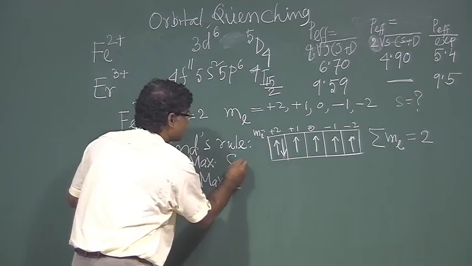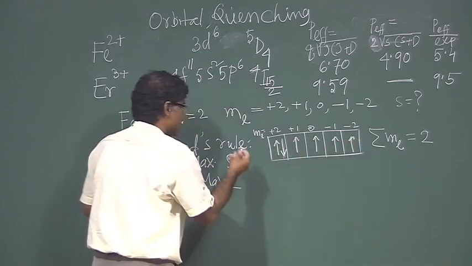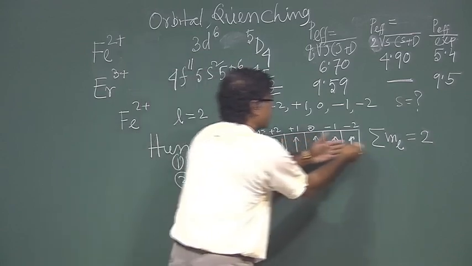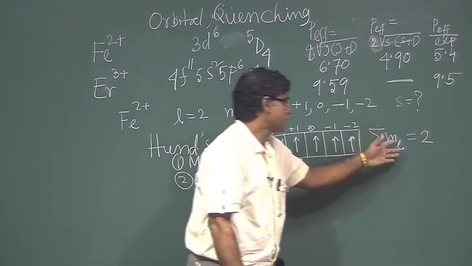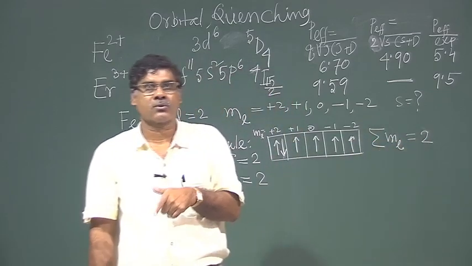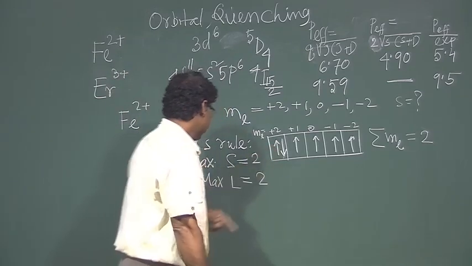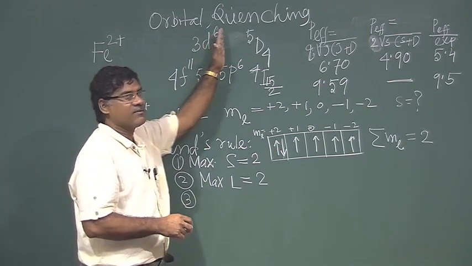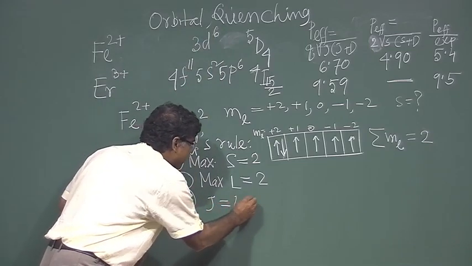So, in this case maximum S: 1, 2, 3, 4, so 4 into half, it will be 2. L in this case will be 2, so the summation of ML is 2. If L is not 2, you will not get ML value 2. Okay. And the third rule is telling that if it is less than half filled, then J will be L minus S.